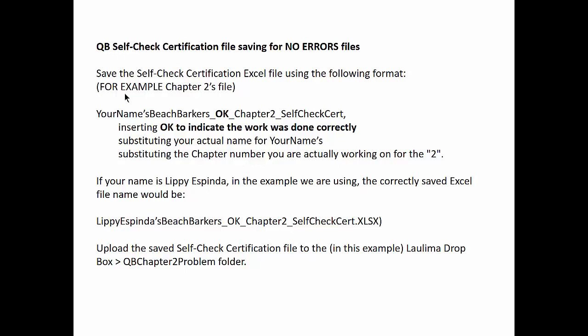Since it's correct, then you're going to save the file under this file naming convention. Your name's Beach Barker _ OK _ chapter 2 _ self-check cert. However, if it has any errors at all, then you're going to have to save the file under a different name. So remember, you're supposed to assign one kind of file name if your trial balance was correct, and another kind of file name if your trial balance was wrong. Be sure to watch Self-Check Certification Part 2 video if your trial balance was wrong.